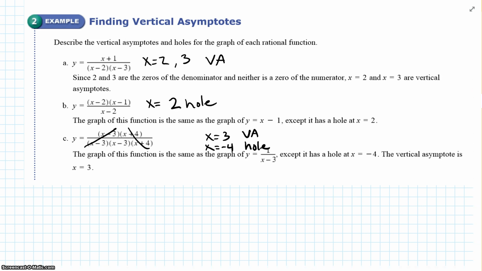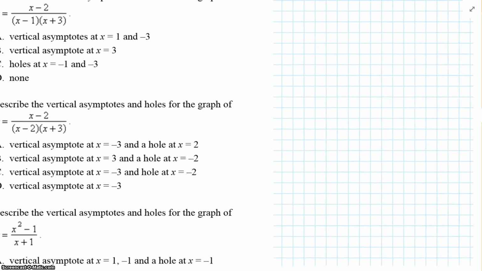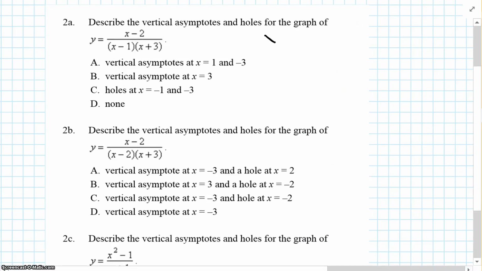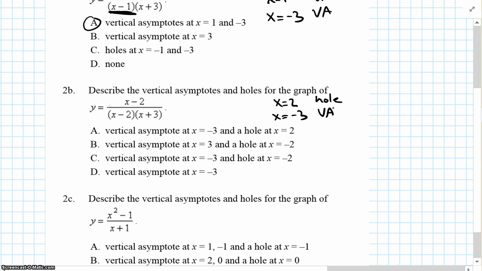Hopefully that makes sense. All right, describe the vertical asymptotes and holes of each one of these. All right, so I have points of discontinuity at x equals 1, just making that 0, and x equals negative 3. Can I factor either of them out? No, so they're both vertical asymptotes. All right, I have points of discontinuity at x equals 2 and x equals negative 3. I can cancel out x equals 2, so that's a hole. And I cannot factor out x equals negative 3, so that's a vertical asymptote. So I have a hole at 2 and a vertical asymptote at x equals negative 3.